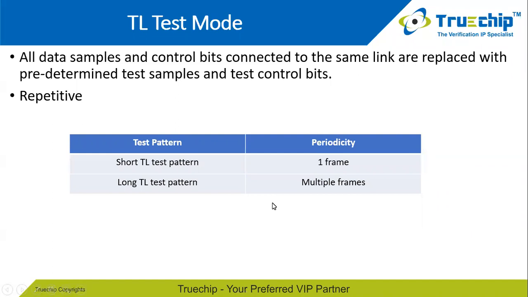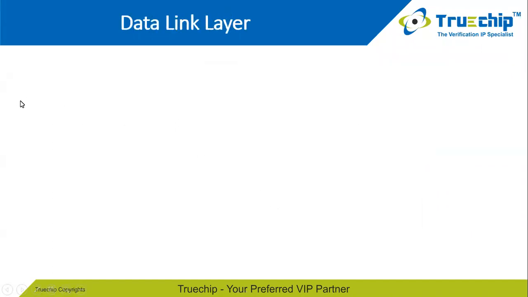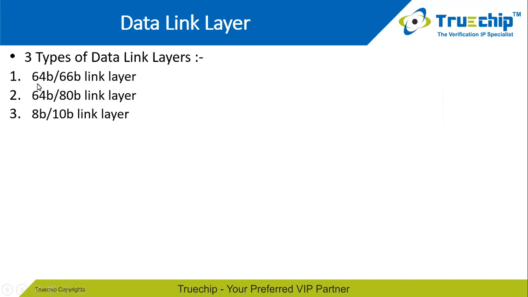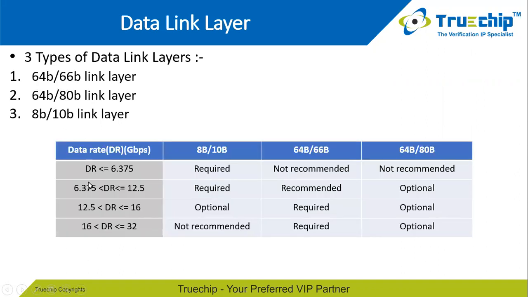So moving on to the next slide, now we are going to discuss about the data link layer in detail. Based on the encoding scheme used, 204C supports either of the three different data link layers. These are 64-bit 66-bit link layer, 64-bit 80-bit link layer, and 8-bit 10-bit link layer. Also, it is important to note that the selection of data link layers can be done if the data rate is known. Based on the data rate, the link layers can be either required, recommended, optional, or not recommended, as shown.